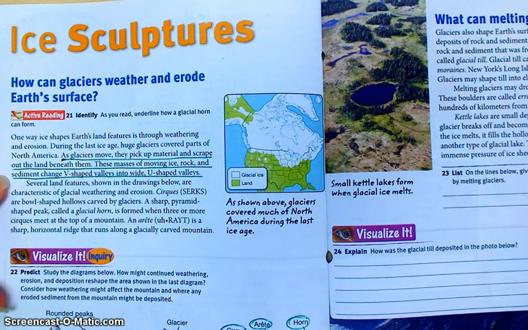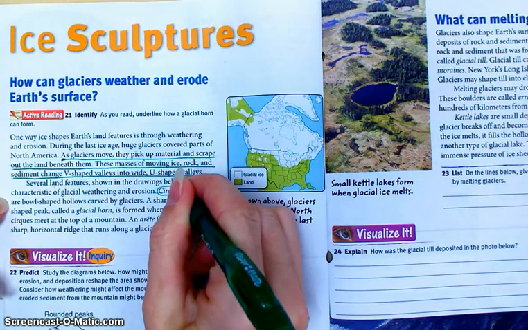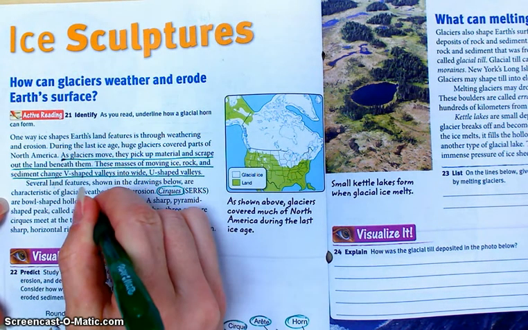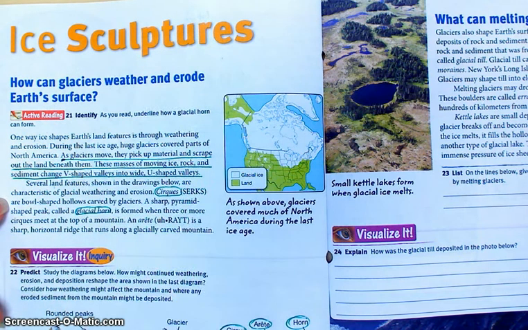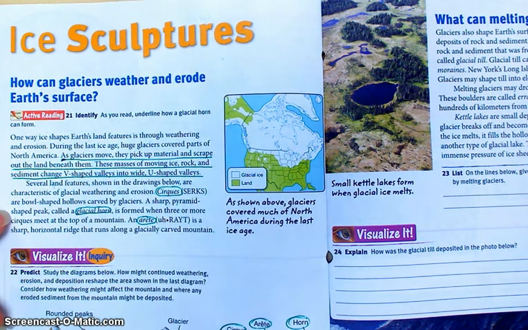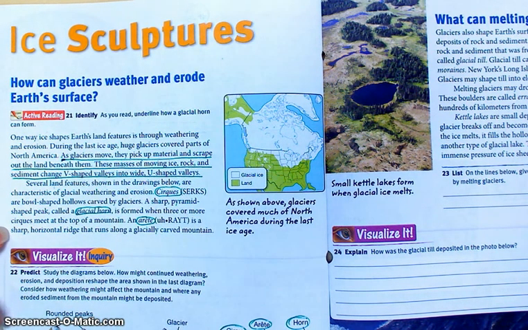Some of the land features associated with glaciers: cirques, bowl-shaped hollows carved out by glaciers. A glacial horn is a sharp, steep, pyramid-shaped peak. An arête is a sharp horizontal ridge that runs along a glacially carved mountain. Okay.